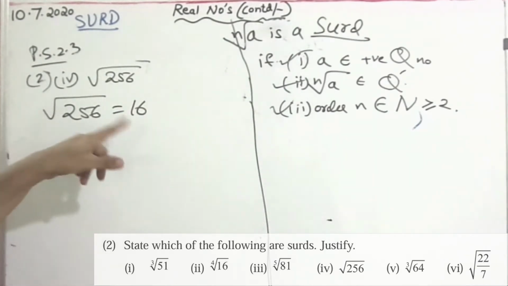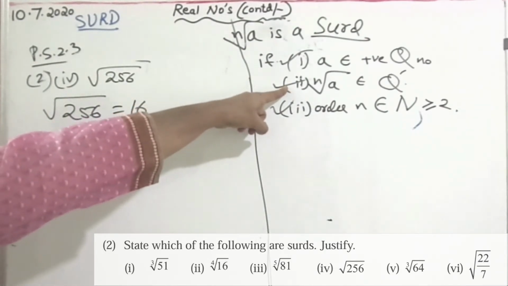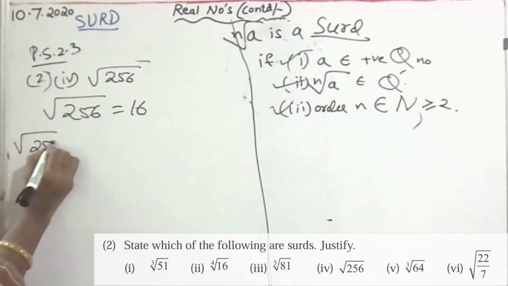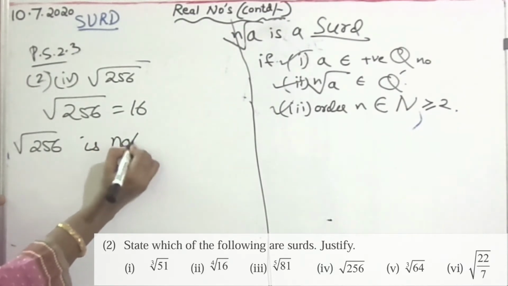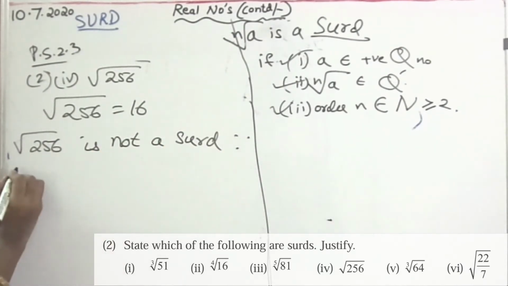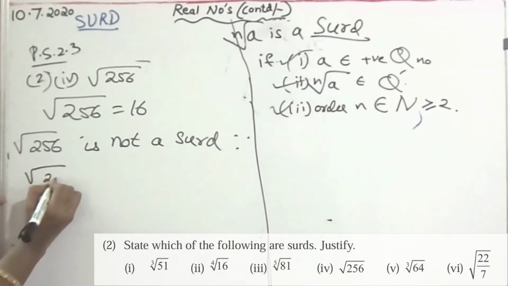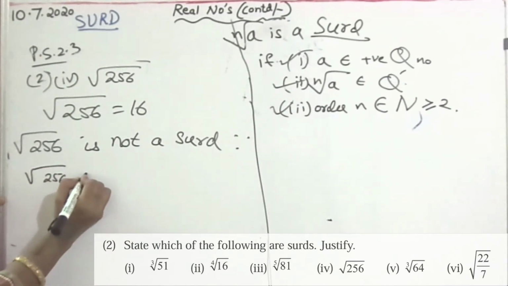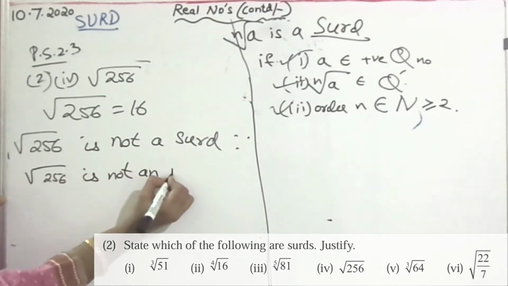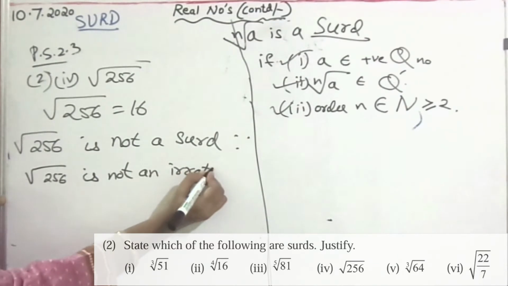If it gets removed, the second condition is not satisfied. It's not an irrational number. It's a rational number if it gets removed. So therefore you can write root 256 is not a surd because root 256 is not an irrational number.